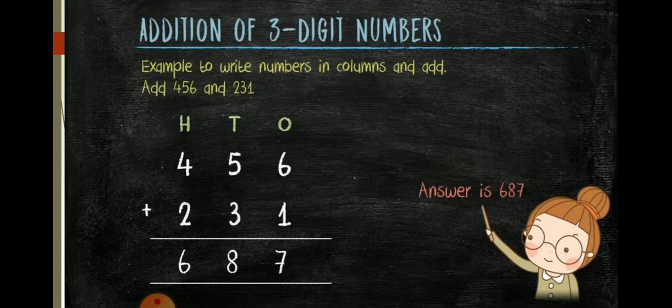What will we get after adding 456 and 231? To add them, first we have to write them in column according to their place value. 4 will go below 100, 5 will go below tens and 6 goes below ones. Similarly, for 231, 2 will go below 100, 3 will go below tens and 1 will go below ones. Now our answer is 687.